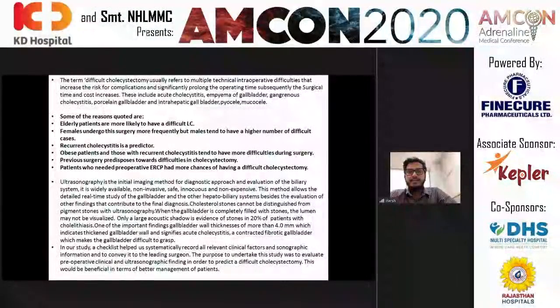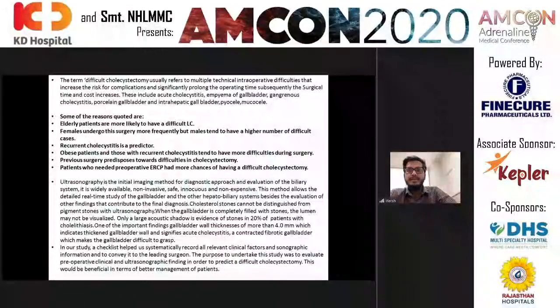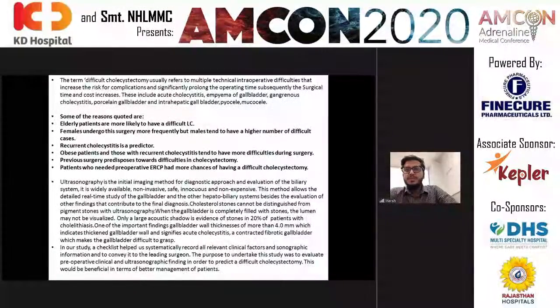Some of the reasons are: first, elderly patients are more likely to have a difficult LC. Females undergo this surgery more frequently, but males tend to have a higher number of difficult cases. Recurrent cholecystitis is a predictor. Obese patients and those with recurrent cholecystitis tend to have more difficulties. Previous surgery predisposes toward difficulties. And patients who needed preoperative ERCP had more chances of having difficult cholecystectomy.